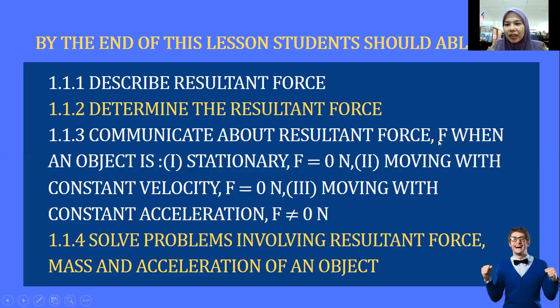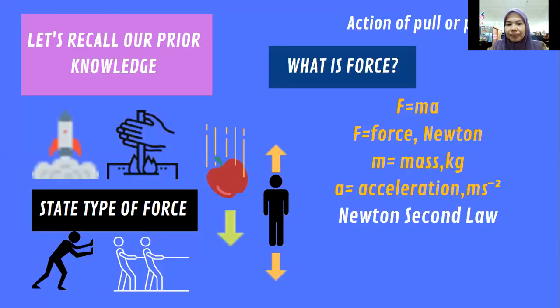The symbol for force is F. Situation 1: when an object is stationary, F is equal to 0. Situation 2: object moving with constant velocity, F is equal to 0. Situation 3: object moving with constant acceleration, F is not equal to 0 Newton. And situation 4: solve problems involving resultant force, mass and acceleration of an object.